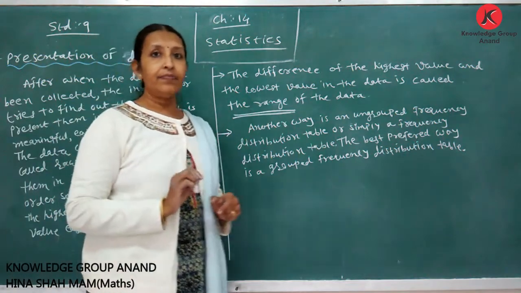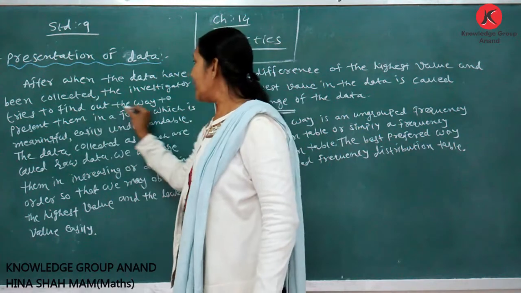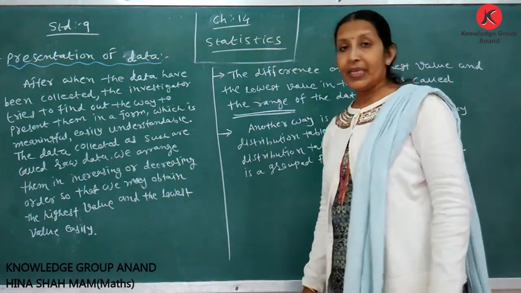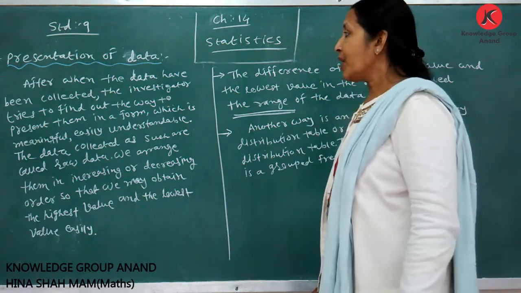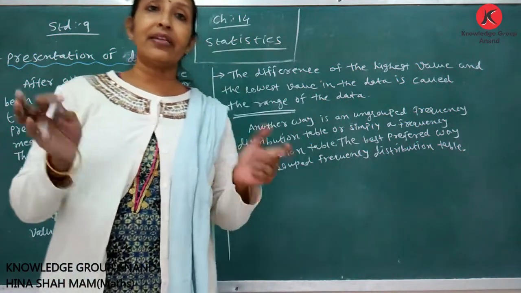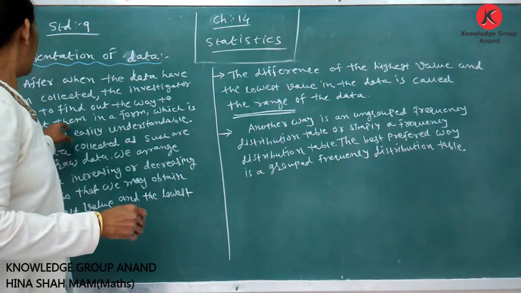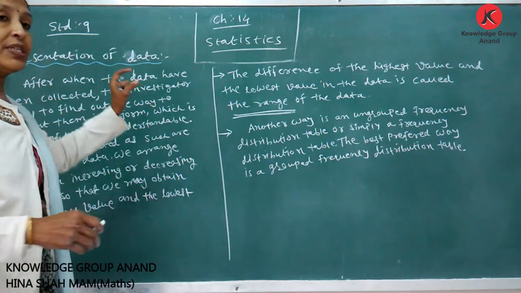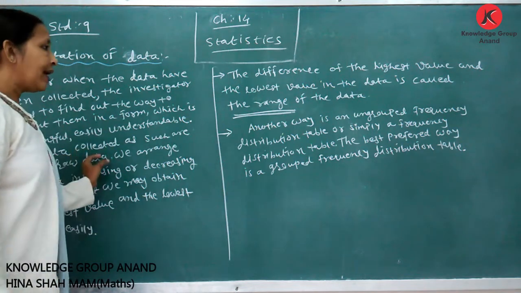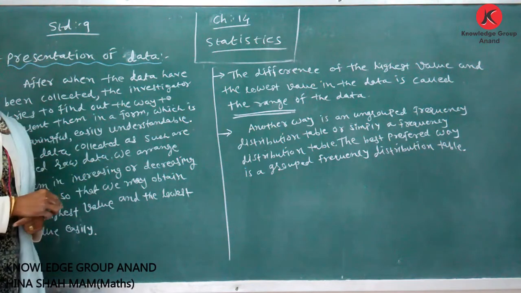When we collect data, the investigator tries to find a way to present them in a form which is meaningful and easily understandable. The investigator collects the data and arranges it in a meaningful, easily understandable form. The data collected as such are called raw data.